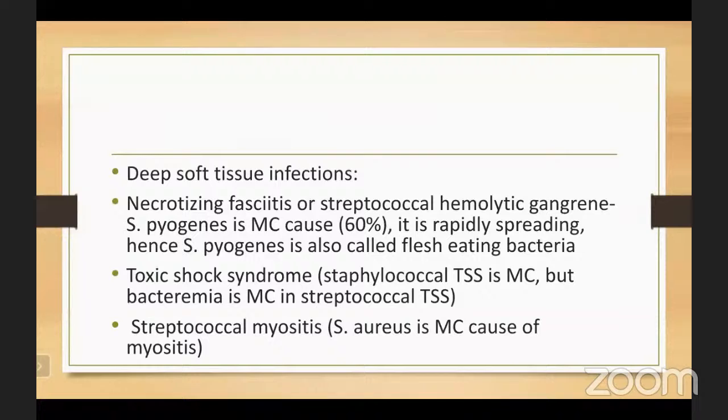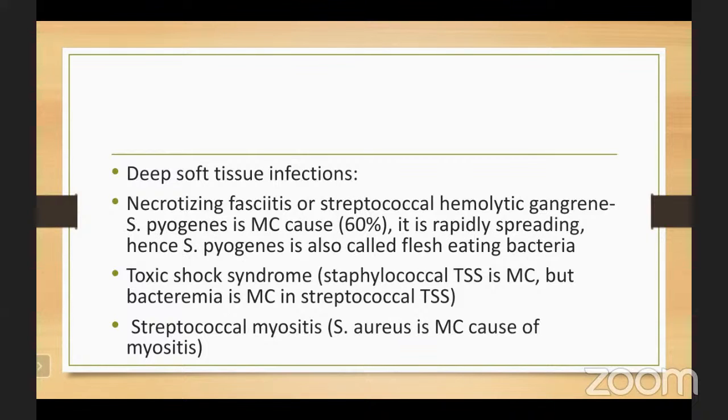It is seen mostly in older people. Next one is a deep soft tissue infection. Streptococcal hemolytic gangrene is seen. Streptococcus pyogenes is the most common cause. Almost 60% are affected. It is rapidly spreading, hence Streptococcus pyogenes is also called flesh-eating bacteria.